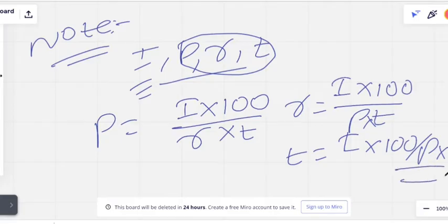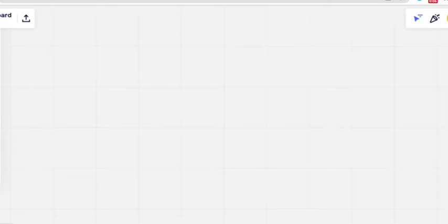What I exactly want to tell you is, if we have three variables, it is easy for us to calculate the remaining variable, that is the fourth variable. That is the main thing for any calculation. So enough of discussing the basics of simple interest. Let's dive into some real problems. Let me give you the first example.